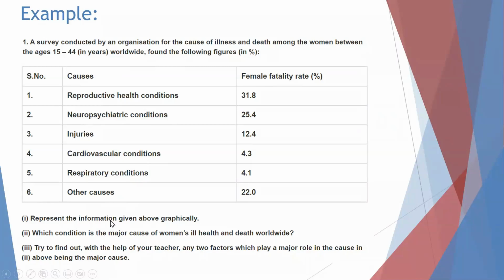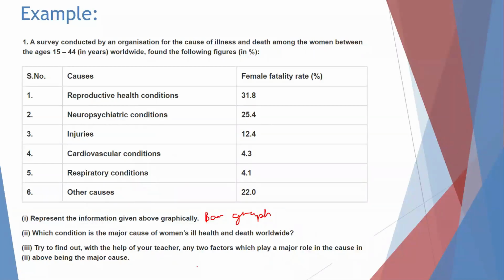The first one is represent the information given above graphically. So we basically have to make a bar graph over here. Second would be which condition is the major cause of women's ill health and death worldwide. This one we can find immediately by interpreting the bar graph.